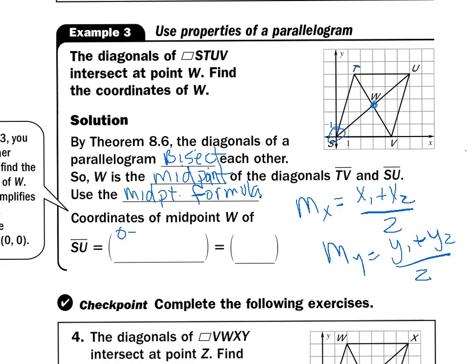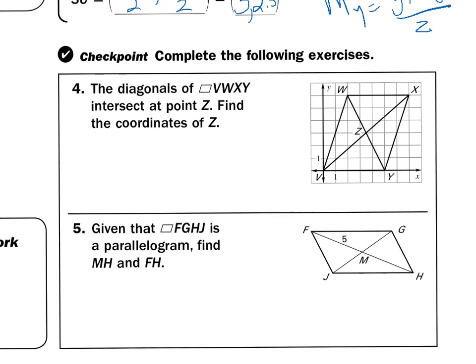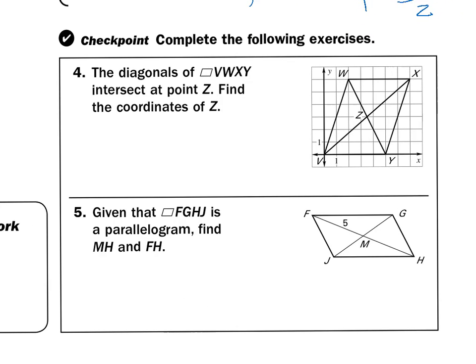So 0 plus, okay, now we need to find where our U is. U is at 1, 2, 3, 4, 5, 6, 6 on the x, and how many up? 1, 2, 3, 4, 5. 5 on the y. So 0 plus 6 divided by 2, and then 0 plus 5 divided by 2. And that equals 3, and then 2.5. All right. Checkpoint. Okay, go ahead and do those two, and you are done.